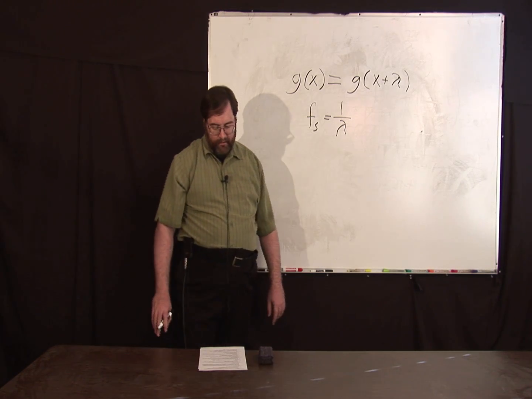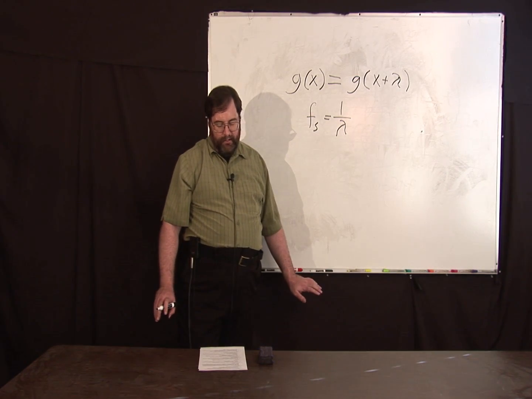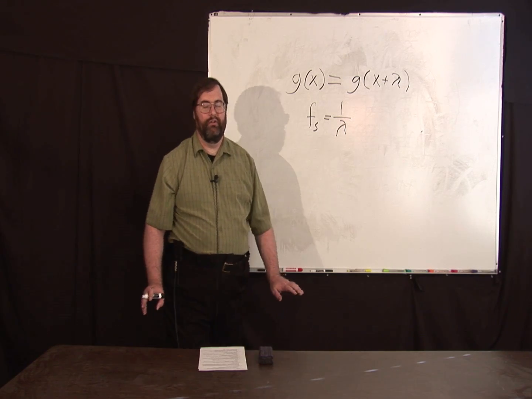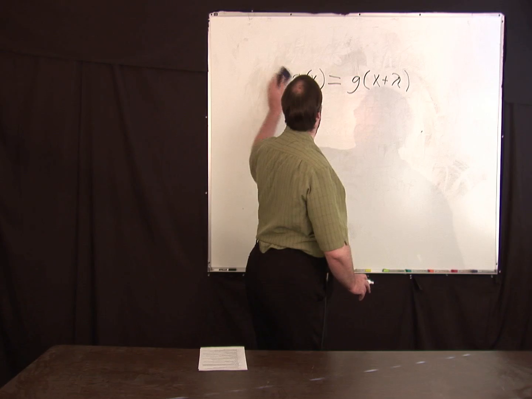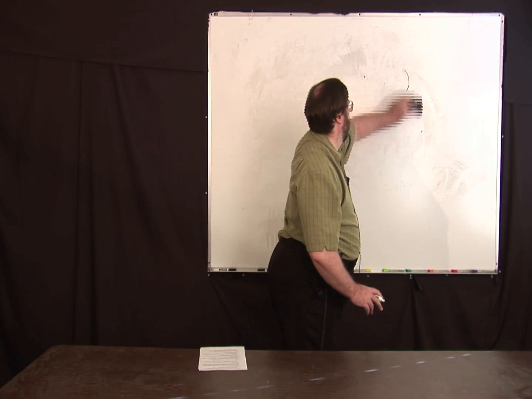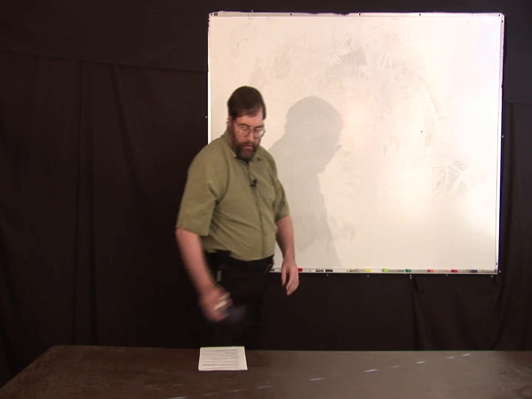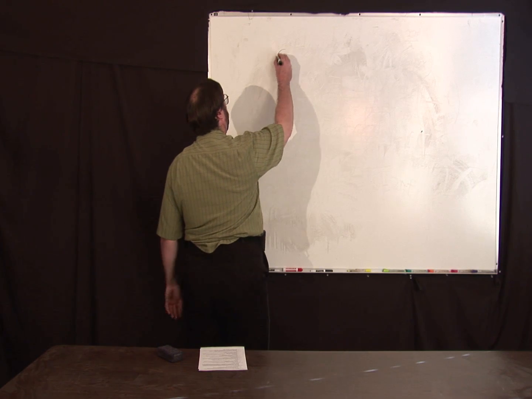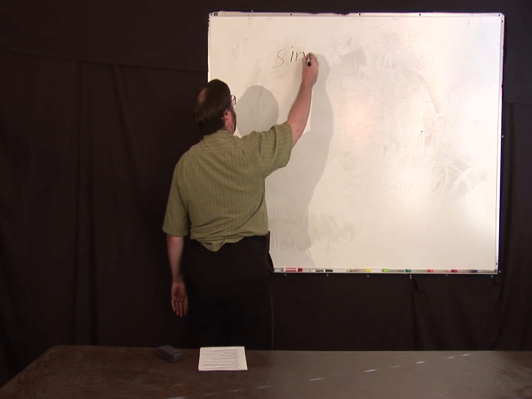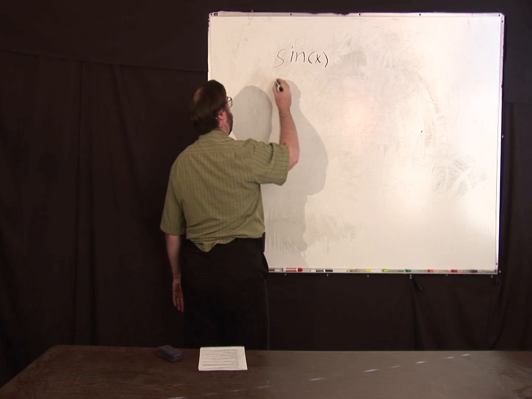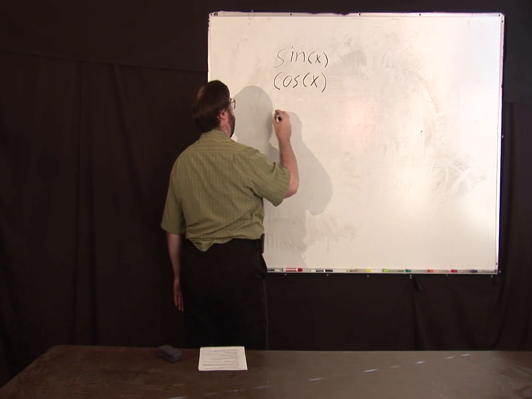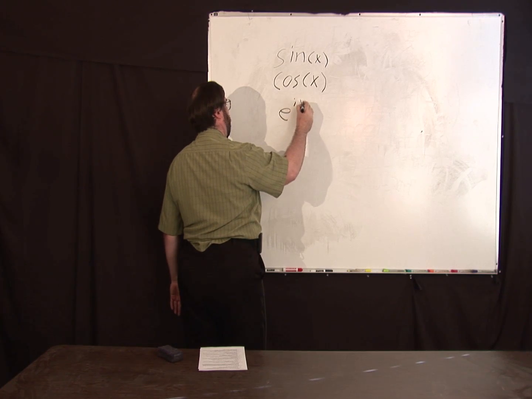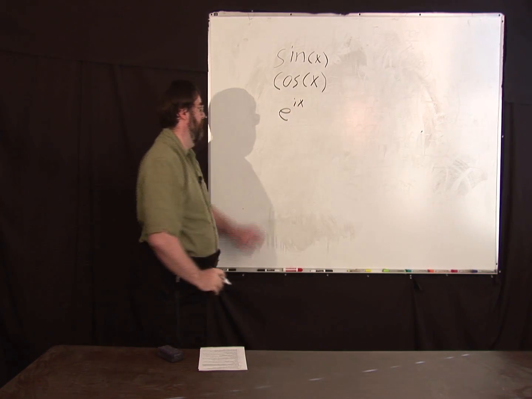Okay. Now that we have that out of the way, there's a type of function called a sinusoidal function that we're going to talk about. I'll give you 3 examples of sinusoidal functions because there's more than one type, right? Sine x is a sinusoidal function. Cosine x is a sinusoidal function. E to the ix is a sinusoidal function.